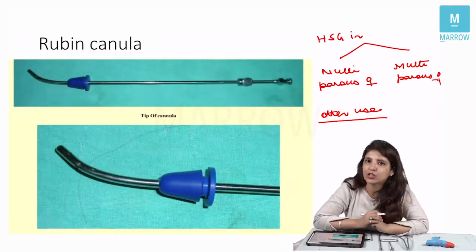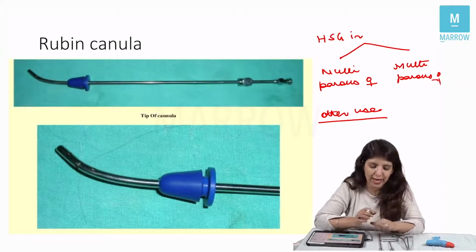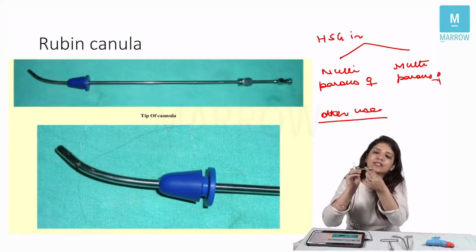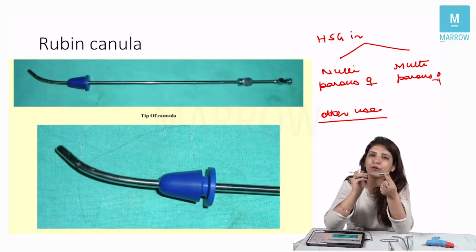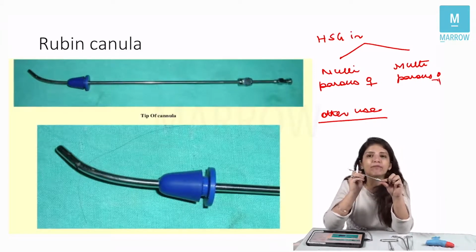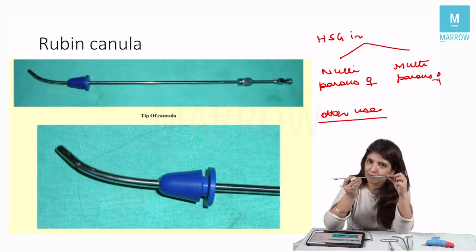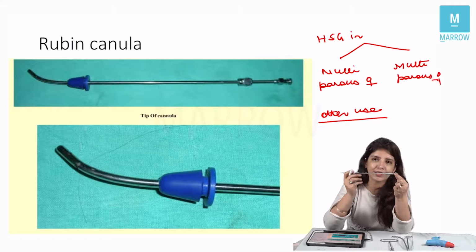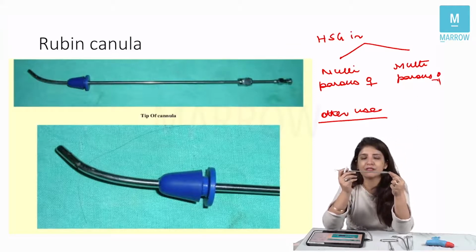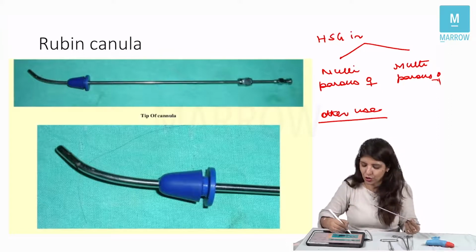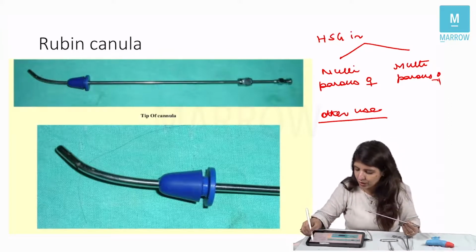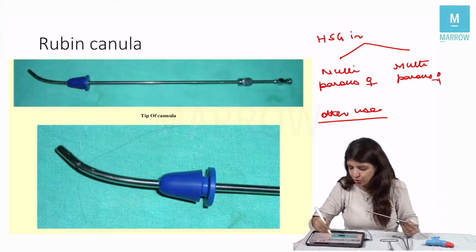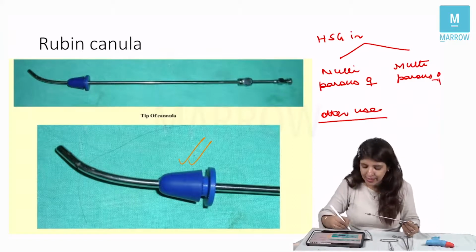Now, in case of the Leach-Wilkinson HSG cannula, you can see that the tip is a funnel-shaped tip, but very broad. So in multiparous females, for doing HSG, you use a Leach-Wilkinson cannula. But in nulliparous females, the better cannula to use is a Rubens cannula. So this is how a Rubens cannula looks.